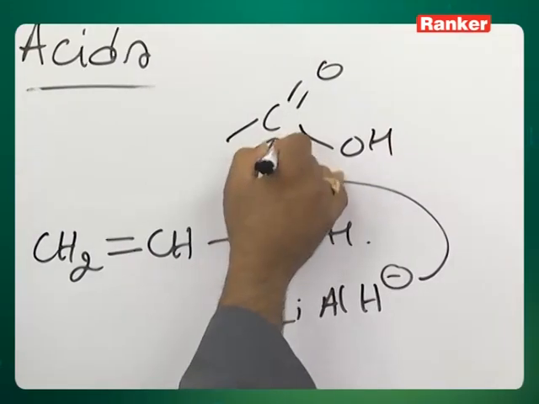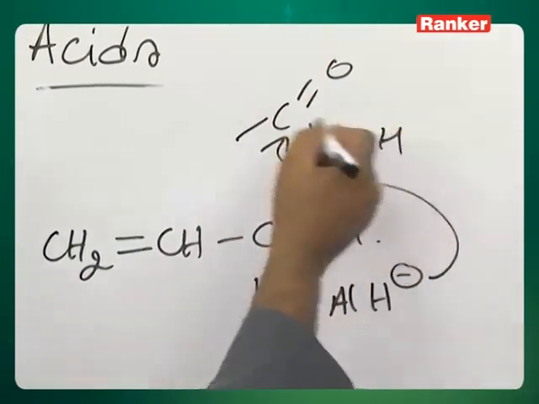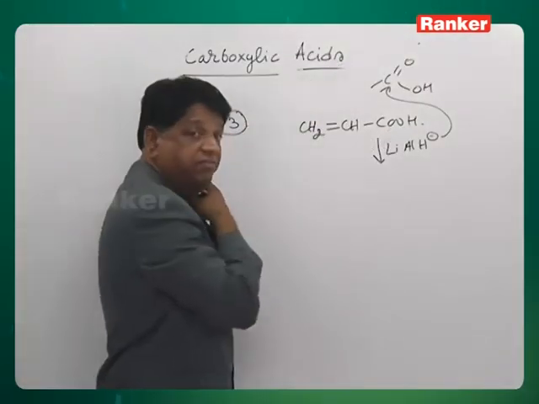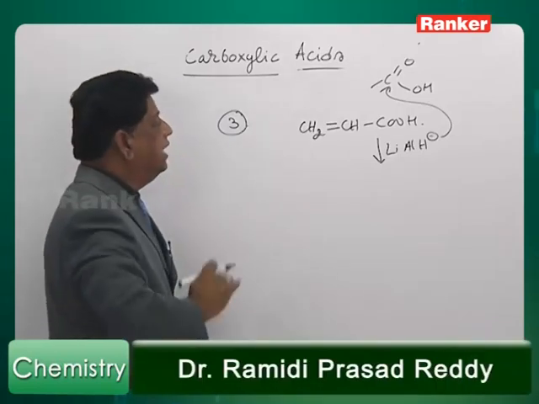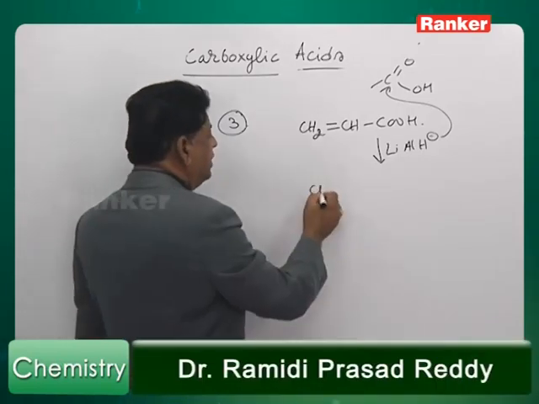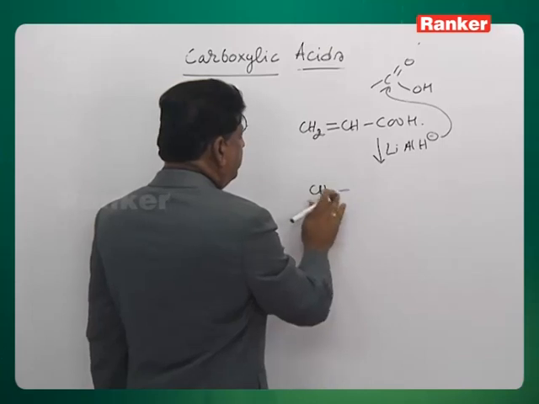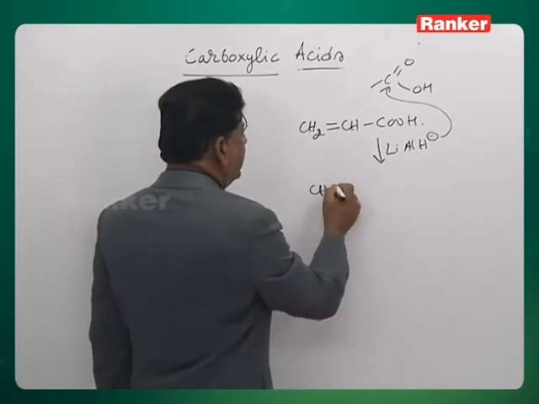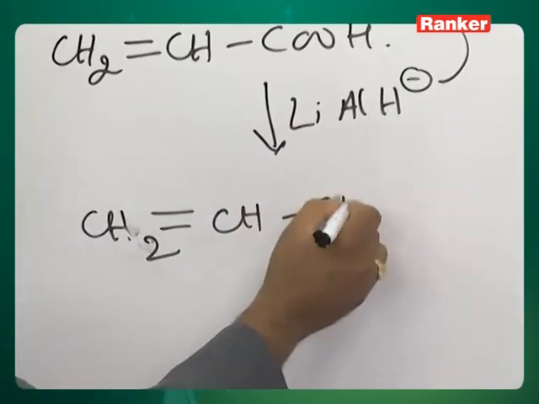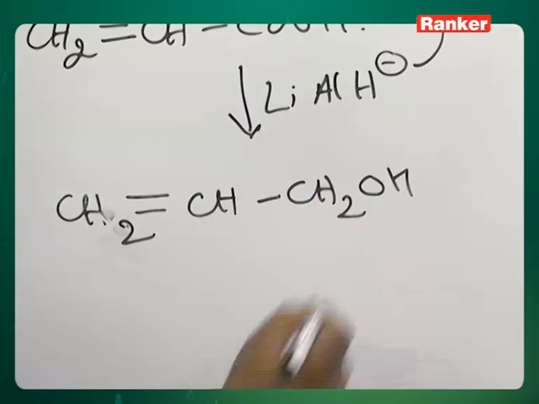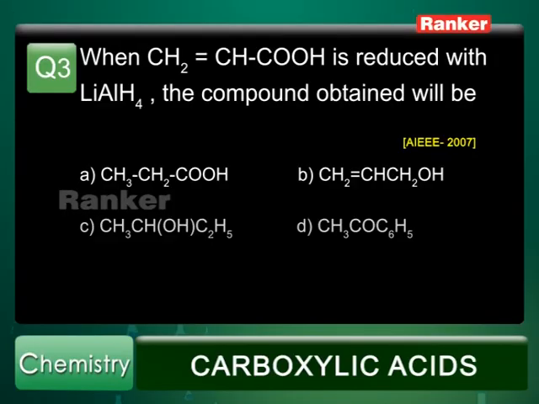So the H- will attack here. O- comes, OH will go, aldehyde comes. Once again H- adds, and you will get the alcohol function. So the alkene function will be retained as it is, but the acid will become the alcohol. This is the answer in this reaction. So let us see the options here.